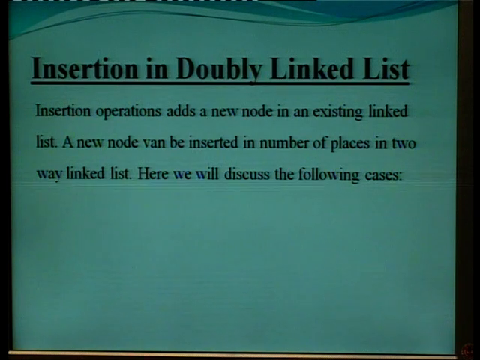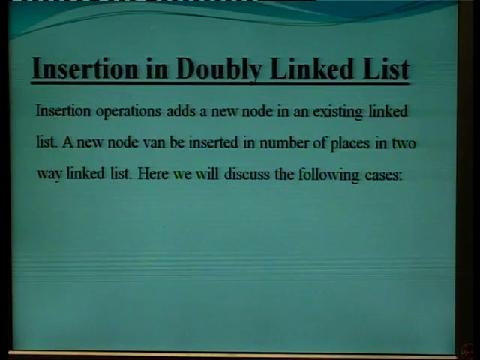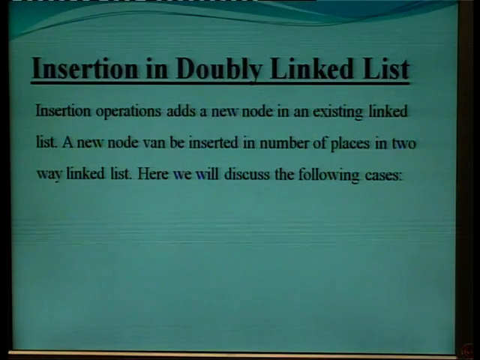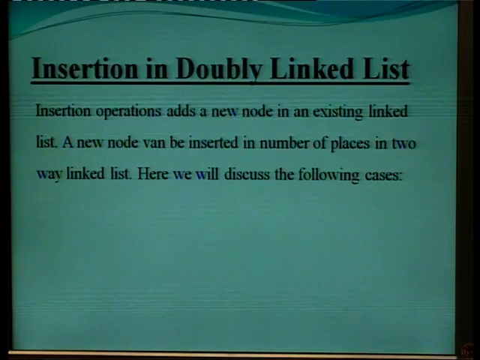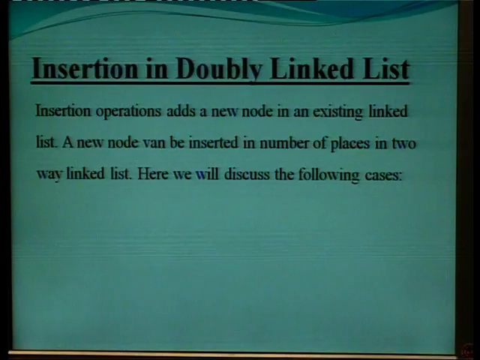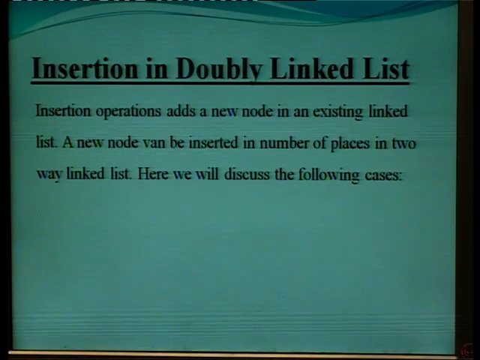The next topic is insertion in a doubly linked list. The insertion operation adds a new node to an existing linked list. If we already have a doubly linked list of 5 nodes, adding a new node means we move on to a 6-node doubly linked list. A new node can be inserted in a number of places in a two-way linked list. Here we will discuss the following cases.